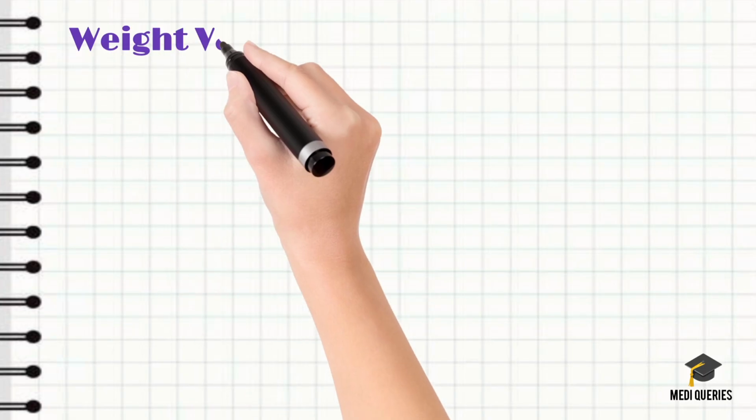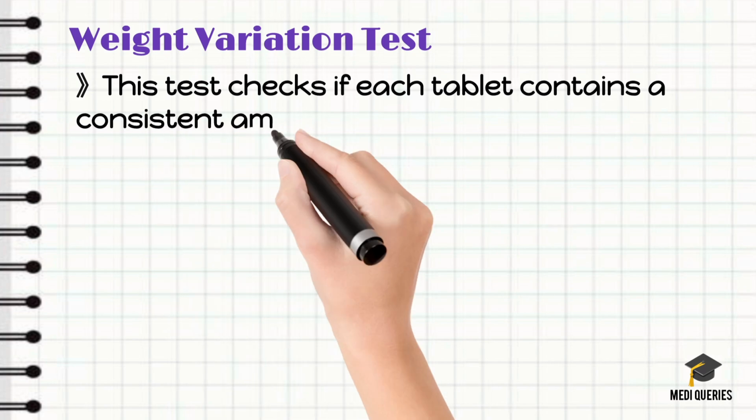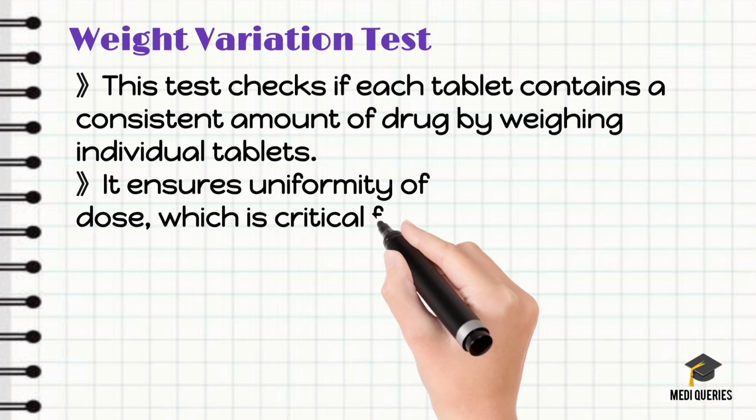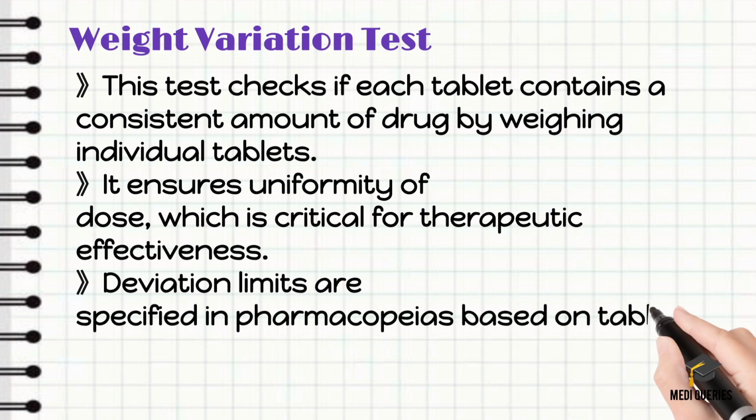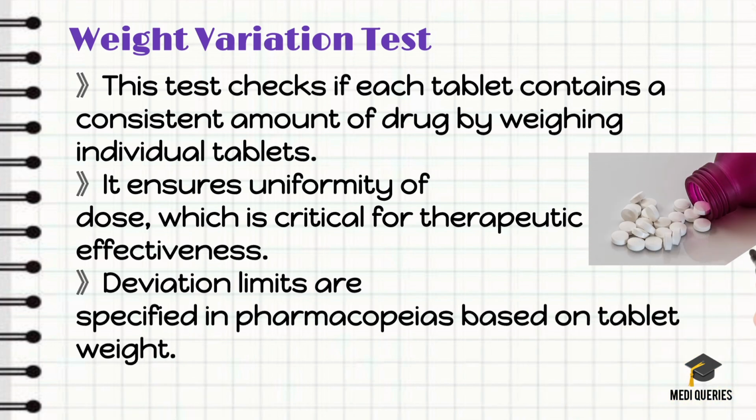And next one is the weight variation test. The weight variation test mainly ensures that each tablet contains the correct amount of drug. It checks the uniformity of the weight across a batch by weighing individual tablets and comparing them to the average. For uncoated tablets, a sample of 20 tablets is usually taken and weighed individually. According to the pharmacopoeia, the tablet should not deviate from the average weight by more than specified limits. For example, a tablet weighing 80 to 250 mg should not vary by more than plus or minus 7.5%.